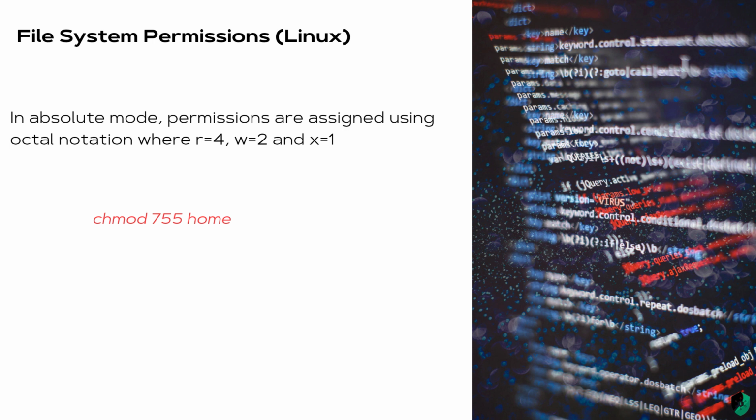So let me ask you a question here. What if the user only had the ability to read and write? What would the value be? The value would be 6, because 4 plus 2 equals 6. And there you go. Very simple, right?